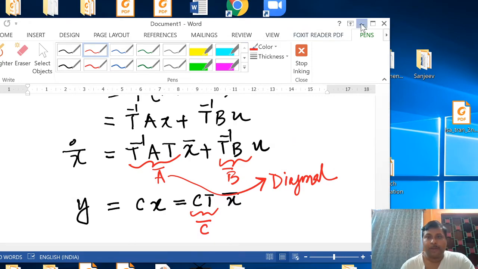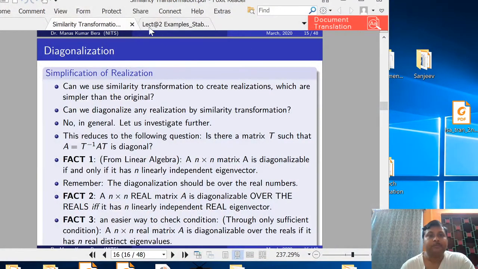So now we are going back to the slide. We are going to state some facts about when this diagonalization is possible. From linear algebra, fact 1 tells us that an n by n matrix A is diagonalizable if and only if it has n linearly independent eigenvectors.